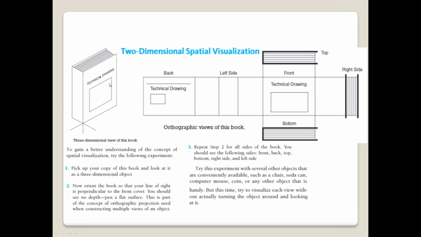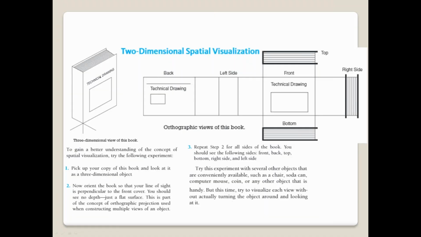So this is the front of the book, as I show you right now. Then you've got the top of the book, and then the bottom of the book. Looking in this direction, your right side view, left side view, and the back of the book. What is the back of the book? You're looking in this direction, and that's how you see the back of the book.